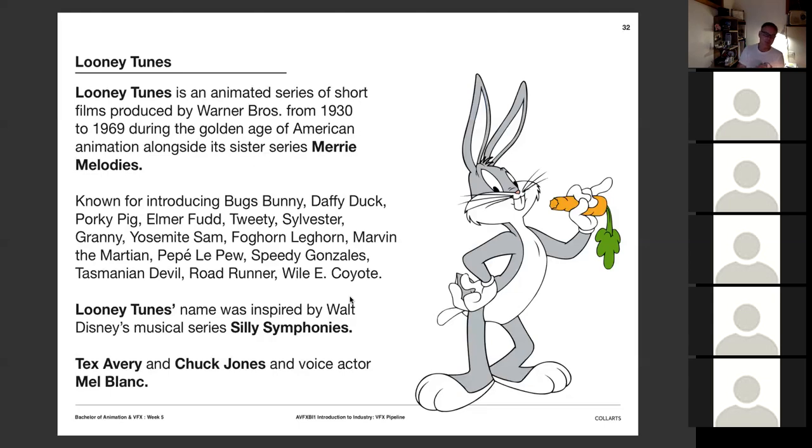We have legendary animators like Tex Avery, who did all of that really crazy slapstick animation that's become really familiar. But Tex Avery was the guy that invented all of that stuff and innovated that. And people like Chuck Jones, who animated Bugs Bunny, and Mel Blanc doing the voiceovers. So, yeah, that was in conjunction with what was happening with the Disney studios.